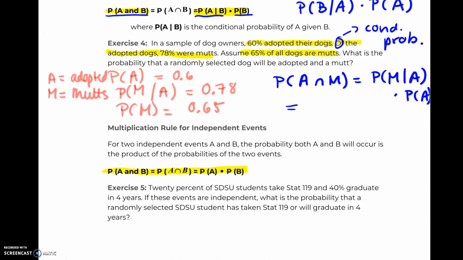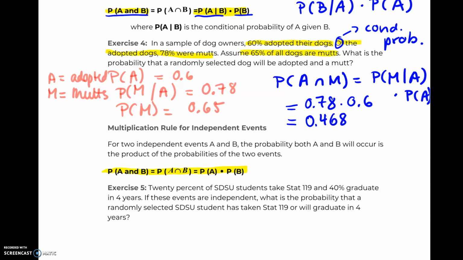All right, now I zoomed out a little bit, just so I have everything on the page. So the probability of M given A was 0.78. The probability of A was 0.6. We are going to multiply those together, and we end up with a probability of 0.468.